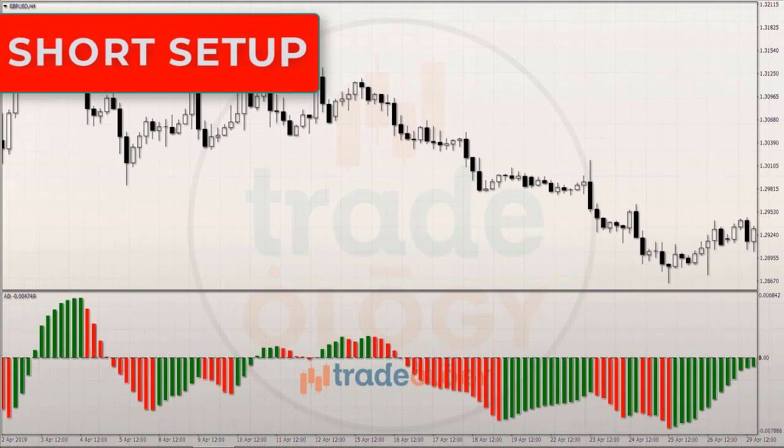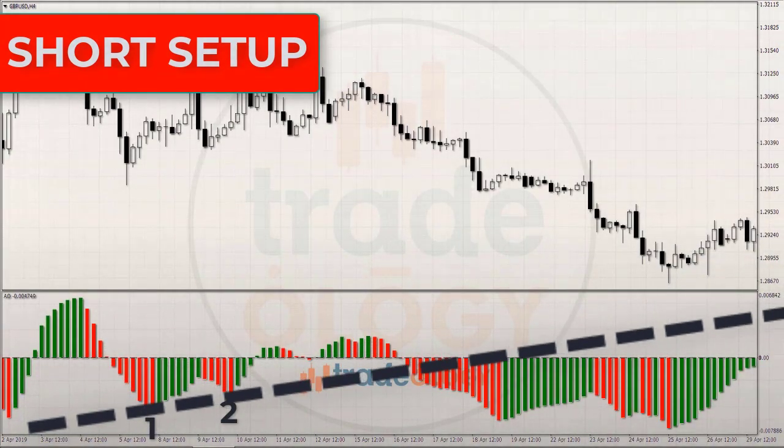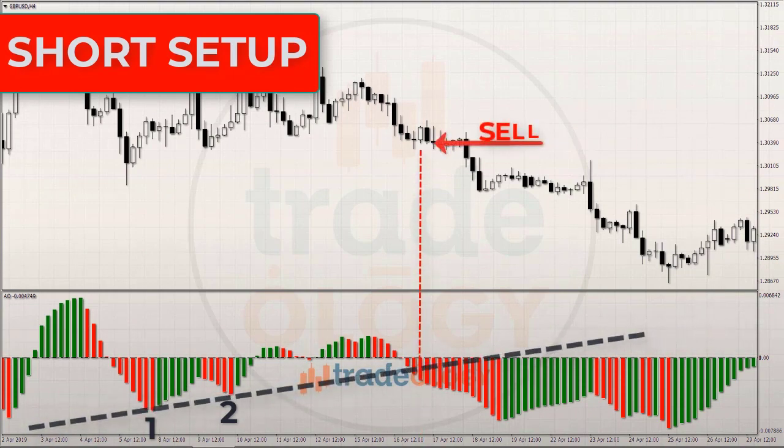Bearish setup. First, identify two swing lows on the Awesome Oscillator below the zero line. Second, connect these two swing lows with an upward trend line passing through the zero line. Third, sell short when the trend line is broken. Here are additional examples of the Awesome Oscillator trendline cross strategy.